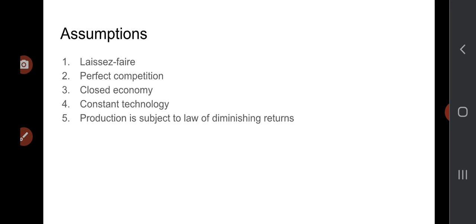Now, assumptions of classical theory. Number 1, laissez-faire economy. That is, economy is free from any kind of interference by the state. Number 2, perfect competition. There is perfect competition in commodity as well as labor market. Number 3, closed economy. That is, foreign trade has no effect on the economy. Number 4, constant technology. There is no change in the techniques of production in the short period. And number 5, production is subject to law of diminishing returns, that is, total product increases at a decreasing rate.